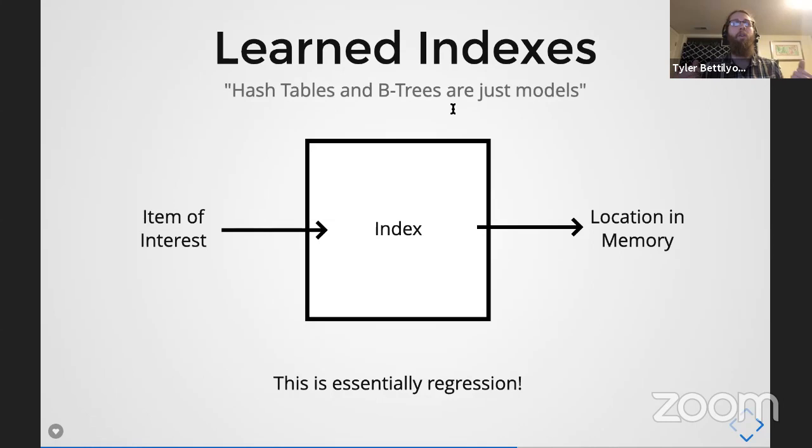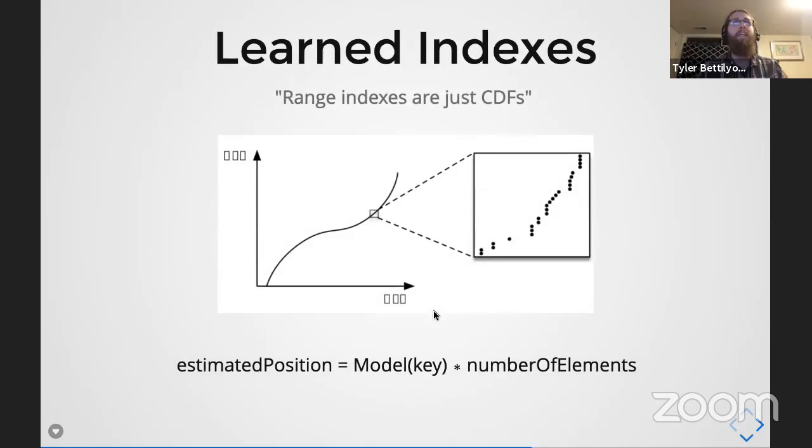Okay, so they're models that map the key of your item of interest to some location in memory, which is also essentially just a regression problem over the CDF of whatever your data is. This is the key insight that sparked the beginning of this research. We can just model a function that accepts a key and outputs some value between 0 and 1, representing the CDF. Multiply that by the number of elements in our index, and we get the estimated position right back out.